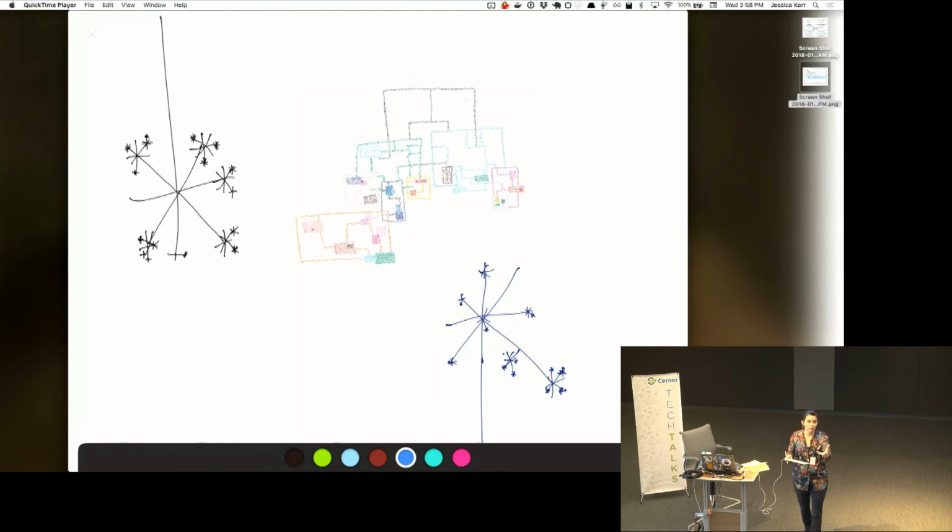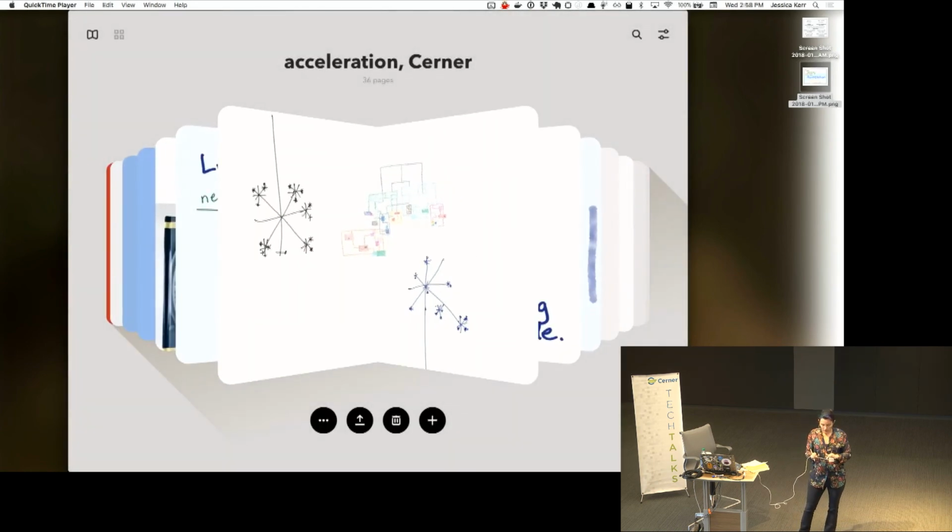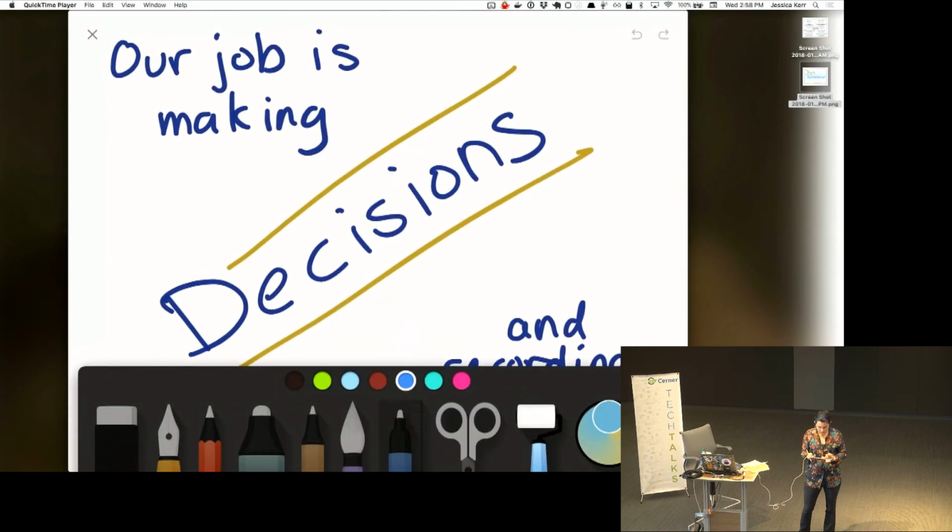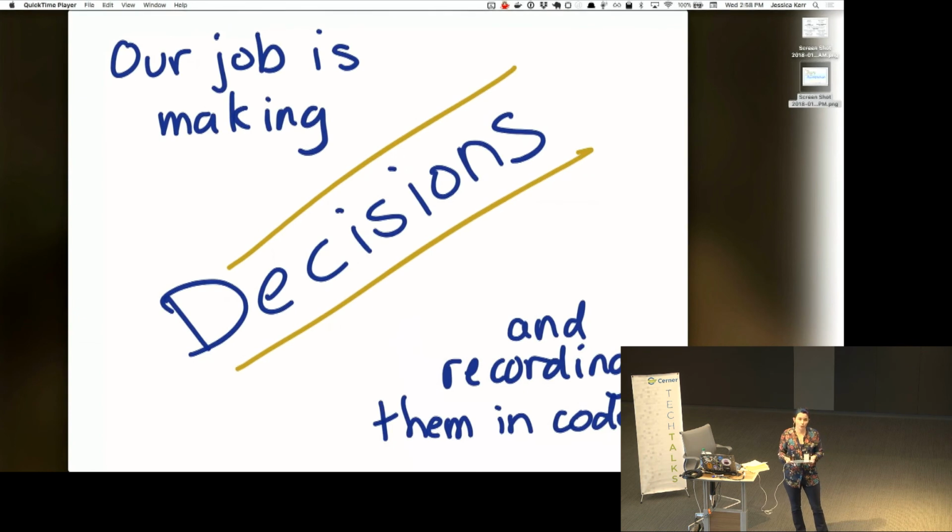But what do I do with it when I have it? Do I log it? What do I say in the log? Every one of these is a micro decision. Our job is not writing code, it's making decisions and recording them in code.